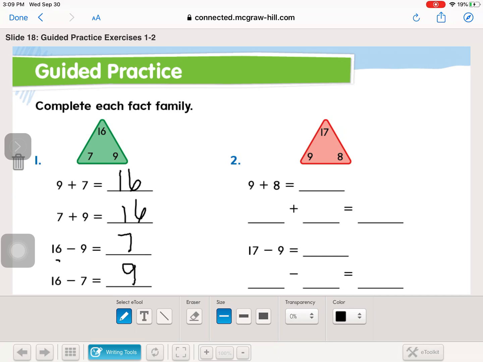Some people get a little tricked here by doing this, 9 minus 16. If we have 9, we can't take away 16. That can't work. So we've got to make sure we're starting with 16 because that's our whole.